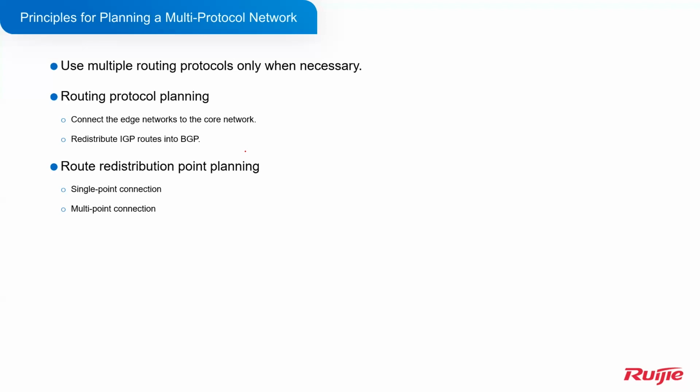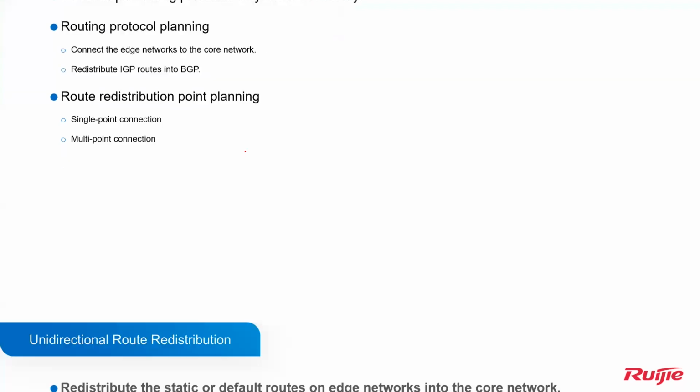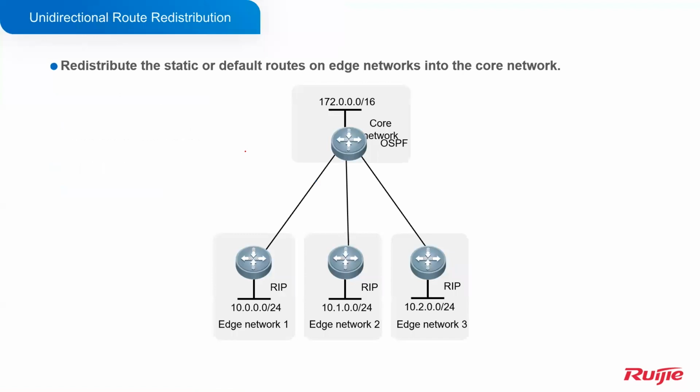If it's a single point connection, it's quite easy. You just need to redistribute routes between different protocols on one point, on one router. Or if it's a multi-point connection, it's a little more complex. Except the route redistribution, you should think about after route redistribution, if it will cause loops or not, right? And in the following content, we will have some cases to introduce the loops that will be caused by the route redistribution and how to solve these problems.